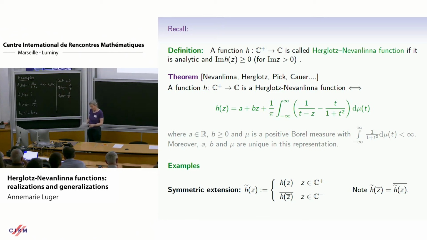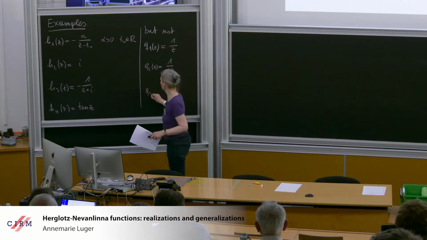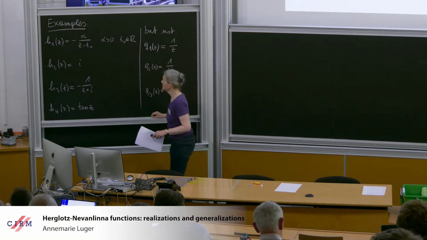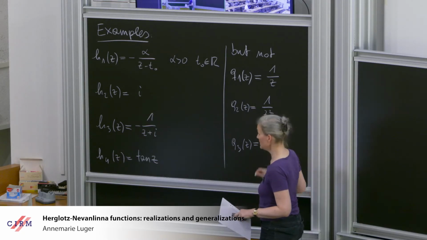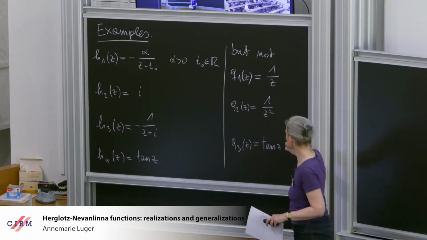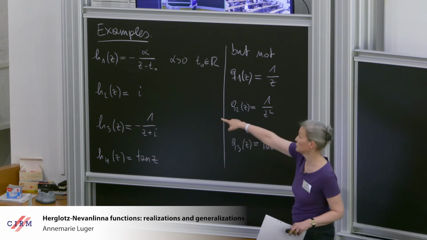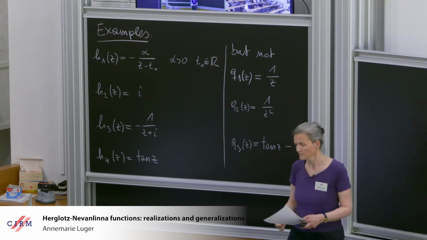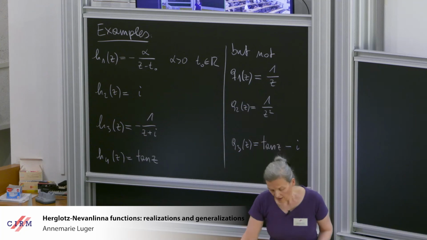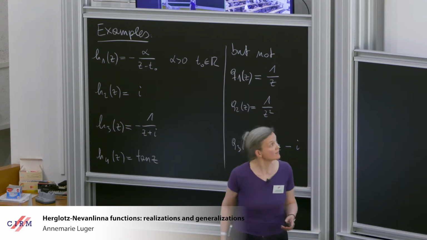Okay. Yes, and the third example, because I want to look at it later on: tangent theta, which was a Herglotz-Nevanlinna function, minus I, which also was a Herglotz-Nevanlinna function. But the difference is not.